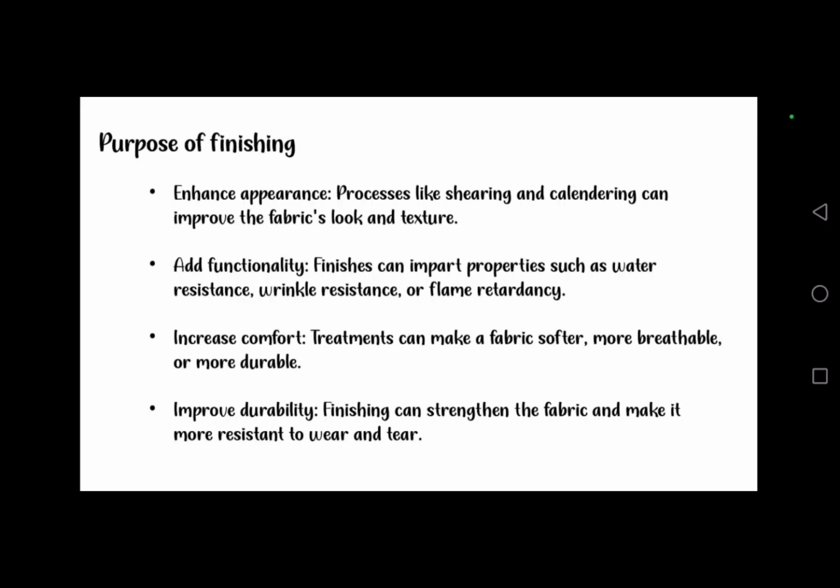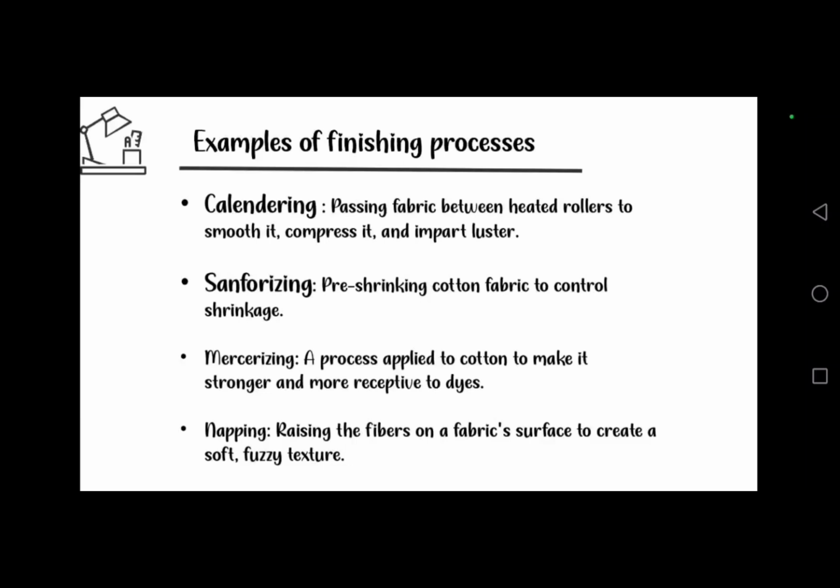So let's go to the examples. So, examples of finishing processes. First is calendering: passing fabric between heated rollers to smooth it, compress it, and impart luster.